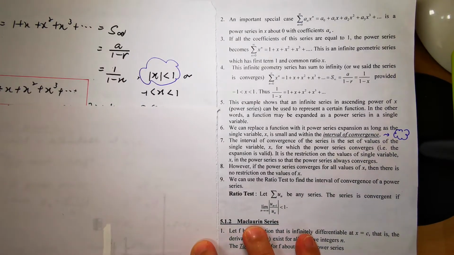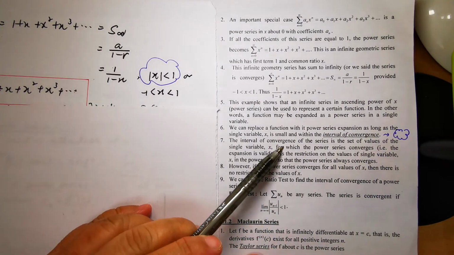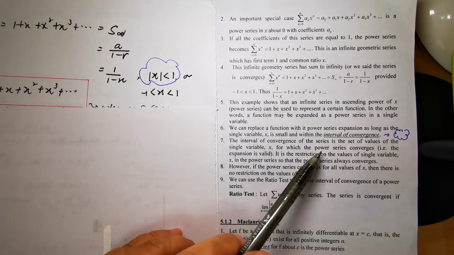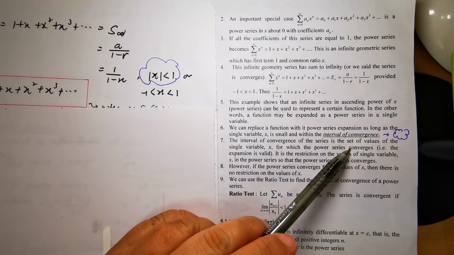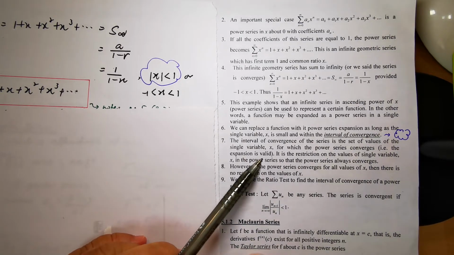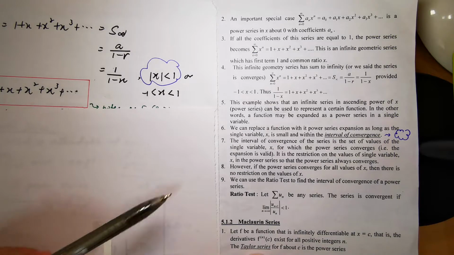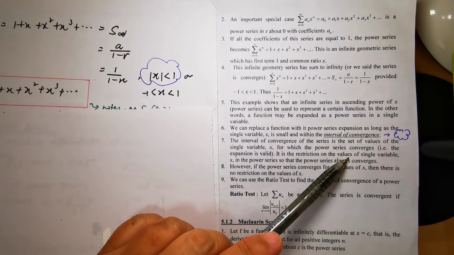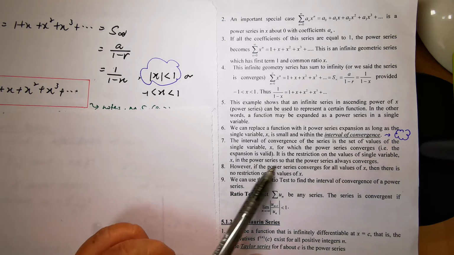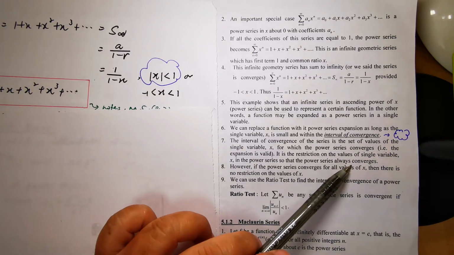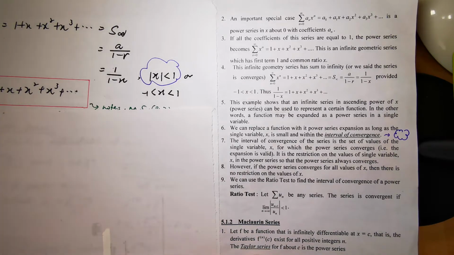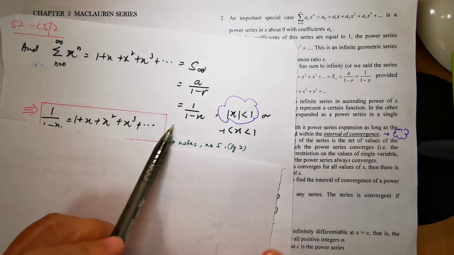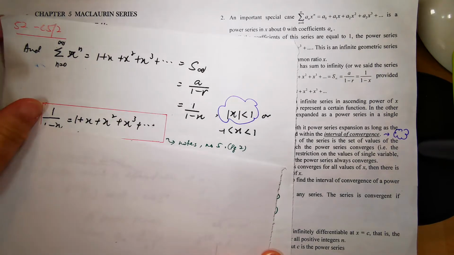Okay, then next. So the interval of convergency of the series is a set of values of the single variable x for which the power series converge. It is, the expansion is valid. So it means that when we sub in the value, we can calculate the answer. All right. It is a restriction on the values of the single variable in the power series so that the power series always converge. Converge means when you find the sum of this infinite series, this value will become smaller and smaller and smaller until we can omit it. All right.